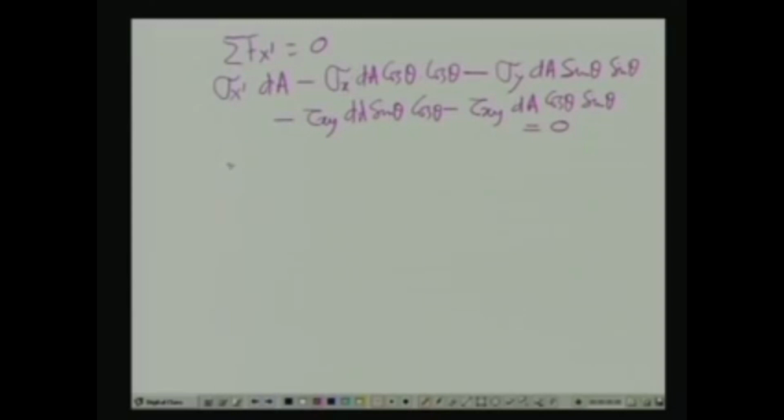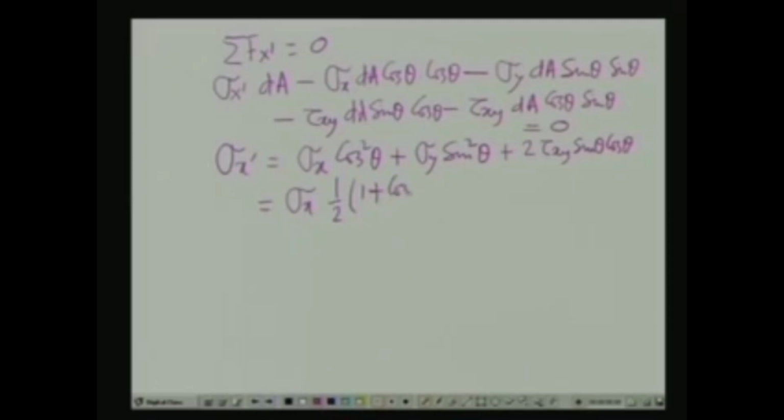So, this gives us the equation: sigma x dashed is equal to sigma x cos square theta plus sigma y sin square theta plus twice tau x y sin theta cos theta. Writing cos square theta and sin square theta in terms of cos 2 theta, you can write this as sigma x times half of 1 plus cos 2 theta, plus sigma y times half of 1 minus cos 2 theta.